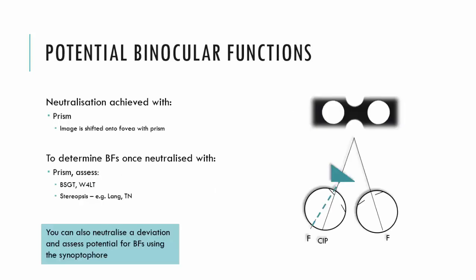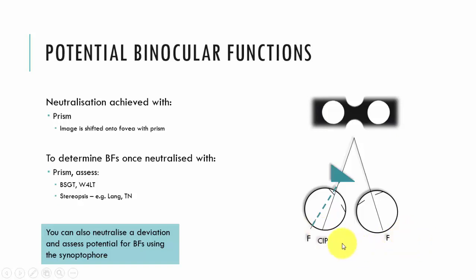Okay, so in the Prism Subjective, how do we go about neutralising the deviation? Well, clearly we're going to use prisms, and we're going to shift that image from CIP to fovea. As we can see in the example here to the right, the patient has a left esotropia, fixing with the right eye, and CIP is on nasal retina. We put a base out prism, shift the image to the fovea, and now we have a starting point like we do in patients who are bifoveal, where the patient is fovea to fovea.